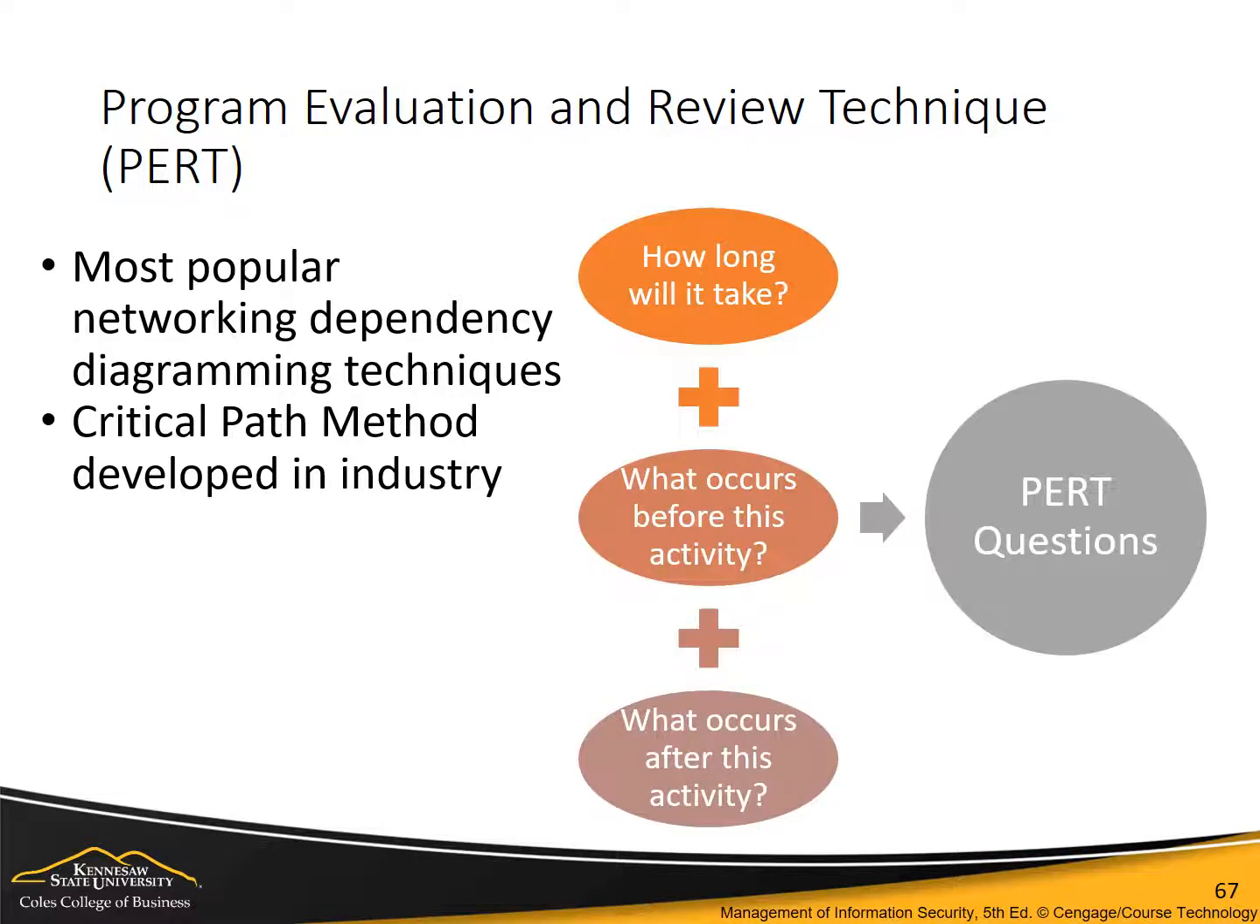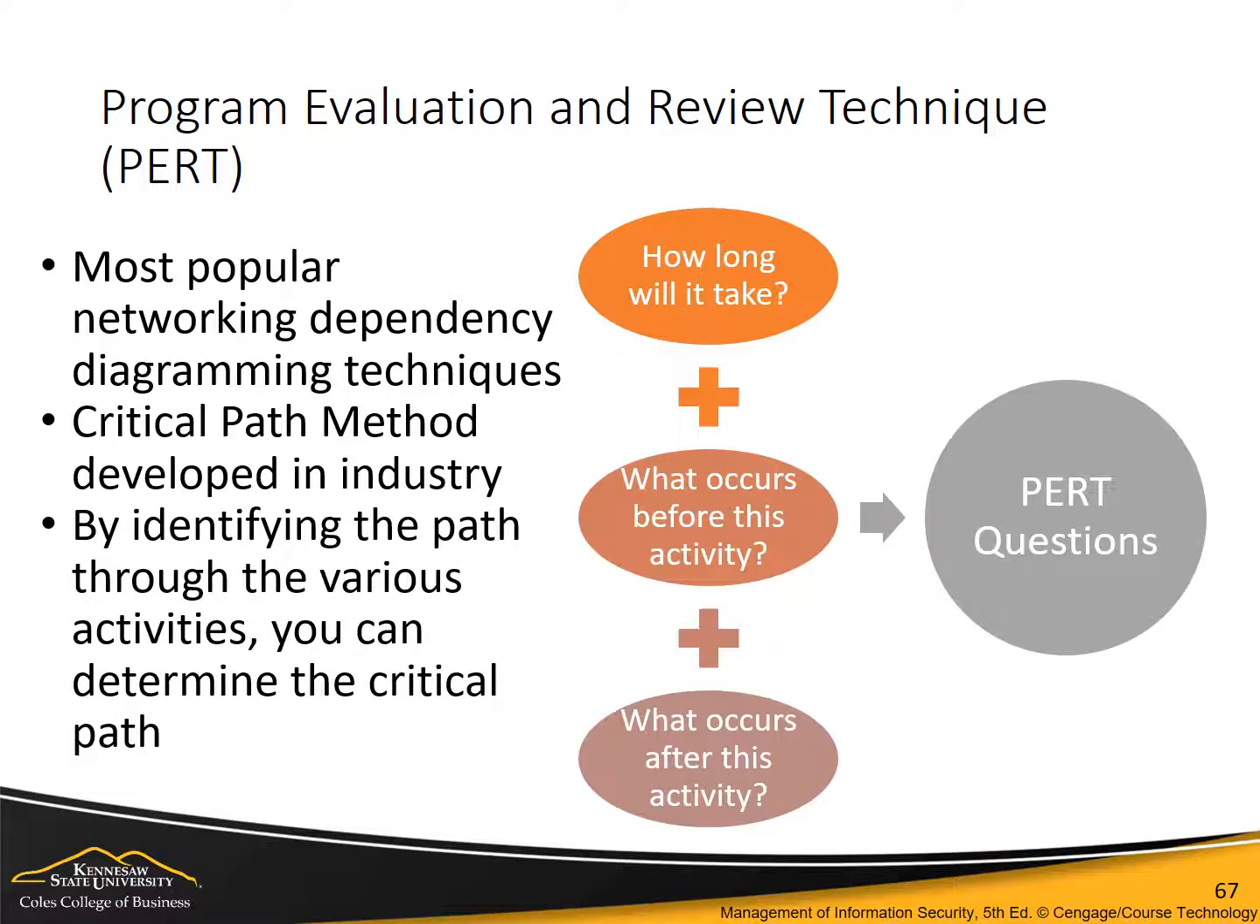It is possible to take a very complex operation and diagram it in PERT if you can answer 3 key questions about each activity. How long will this activity take? What activity occurs immediately before this activity can take place? And what activity occurs immediately after this activity? By identifying the path through the various activities, you can determine the critical path to the successful project.